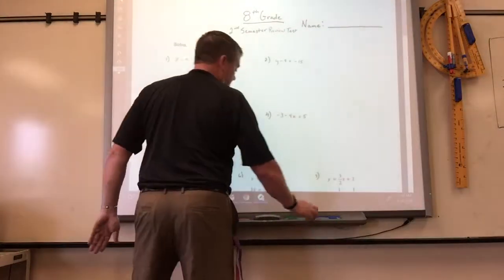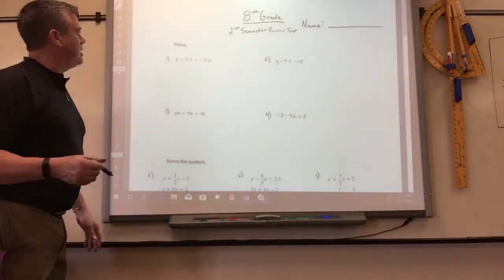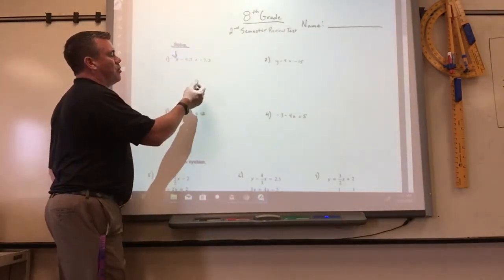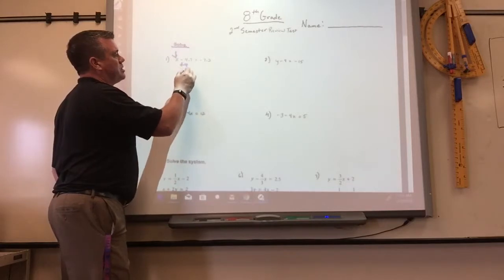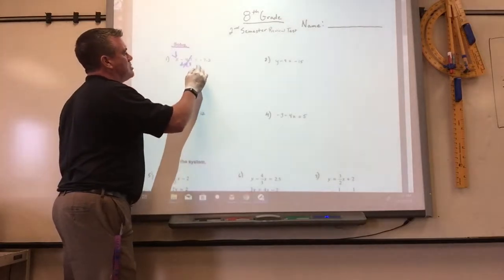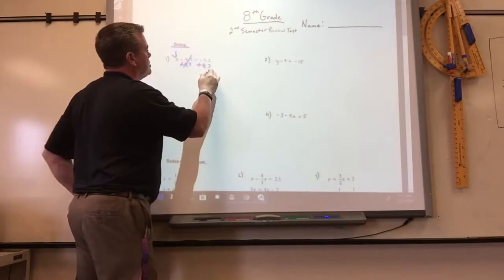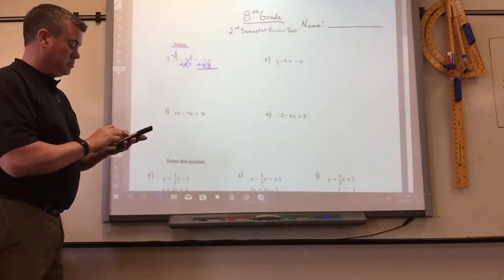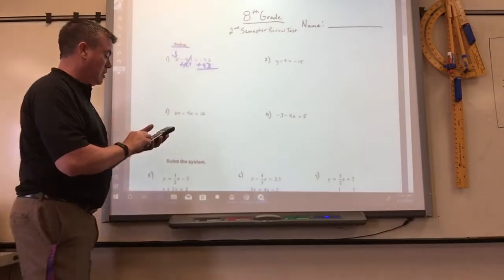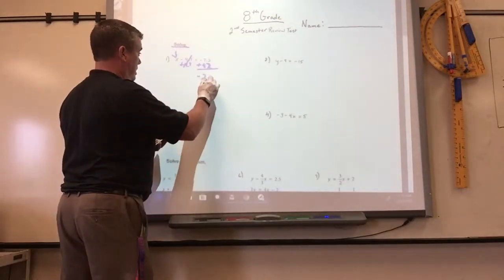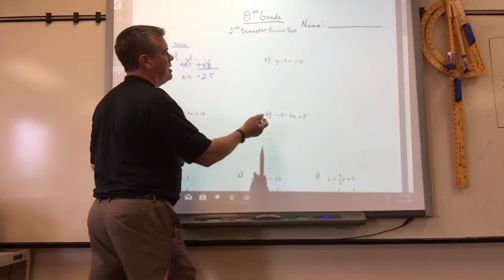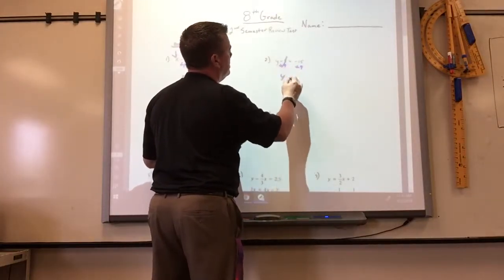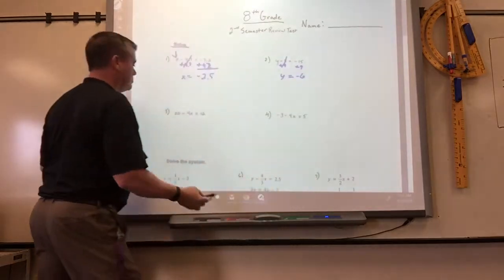All right, so the first ones are just solving simple equations. Remember, to get the x by itself, to figure out what it is, you just do the opposite. It's a minus, so you add 4.7. And you get negative 2.5. Here, it's a minus 9, so you add 9, and you get negative 6.